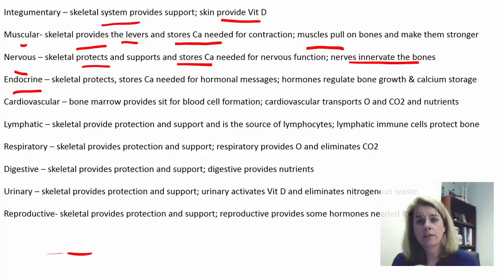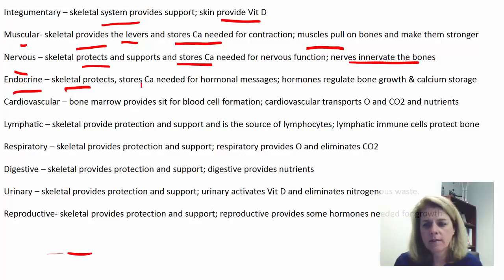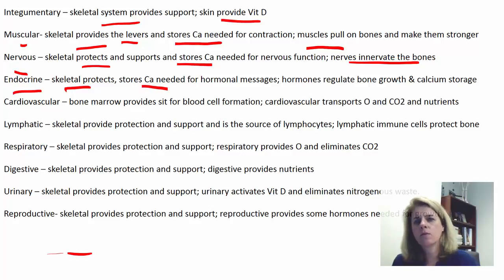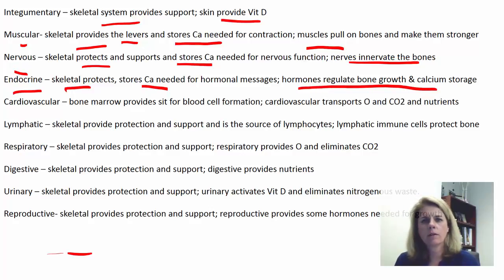Endocrine, the skeletal system protects the endocrine organs. You have endocrine organs throughout your body, and the skeleton protects and provides their support. It also provides calcium, because we need calcium for our hormonal systems to work. Hormones like growth hormone, thyroid hormone, calcitonin, all these different hormones play a role in bone growth and calcium storage.